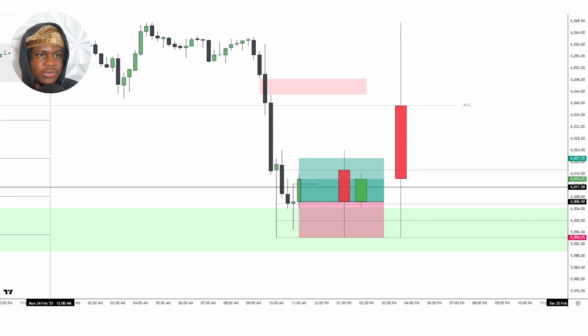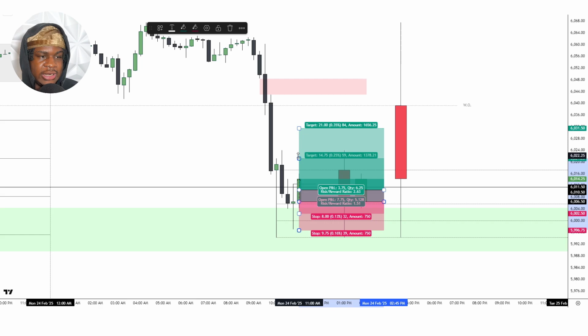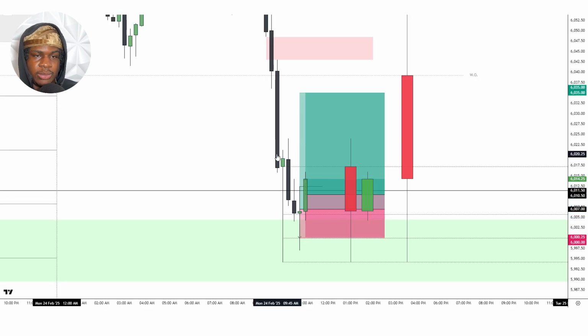At this point, I was able to scale into my position and I was able to adjust my stop loss very, very tight. And this was the exact trade setup that I took this morning, which made me a little over $2,000 in just about 30 to 45 minutes.